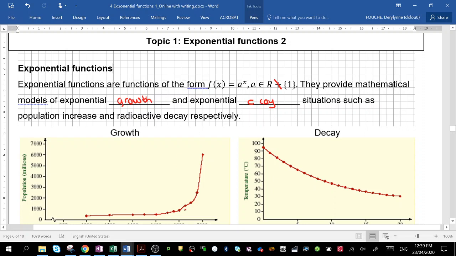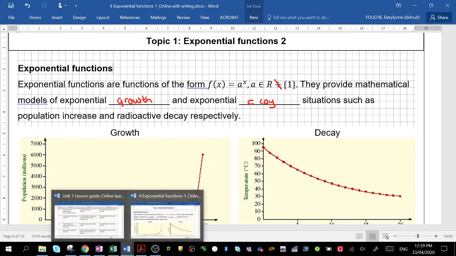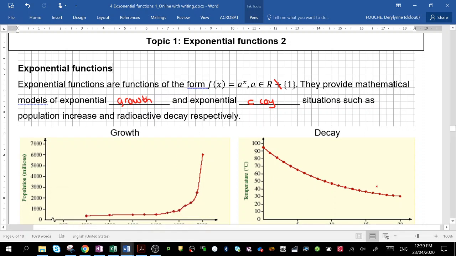All right. The graph that you see on the left-hand side shows exponential growth, whereas the graph on the right-hand side shows decay. As the y values are decreasing, x values are increasing.